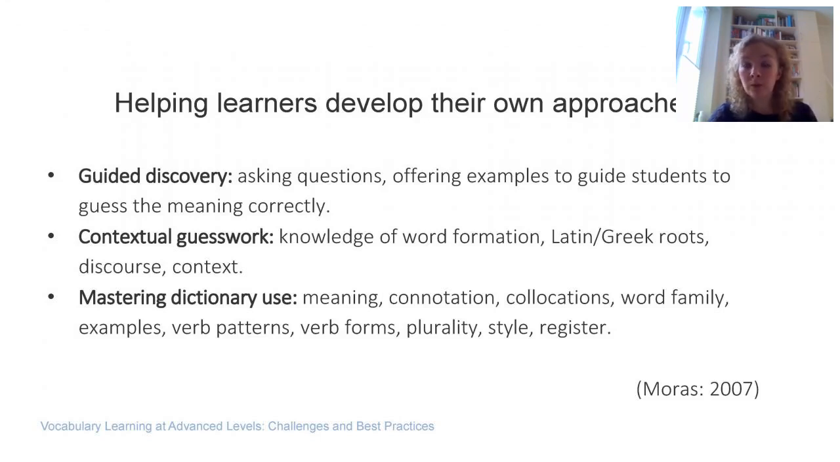Surely you have to be very careful with that approach, because of false friends in language: some of the words are similar, but some of the words are totally dissimilar. But still, it can be a very effective strategy. Mastering dictionary use, the third thing. Meaning, connotation, collocation, word family, examples, verb patterns, verb forms, plurality, style, register. All this information you have to be able to extract from the dictionary and sometimes from the corpus, and I am going to show you how.